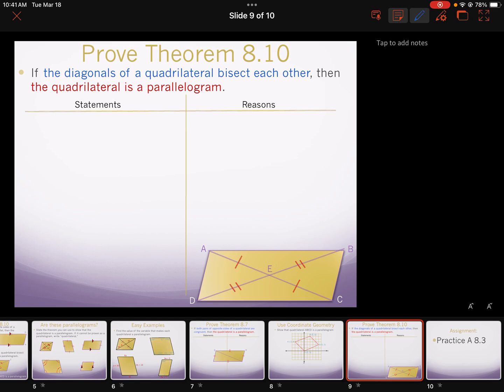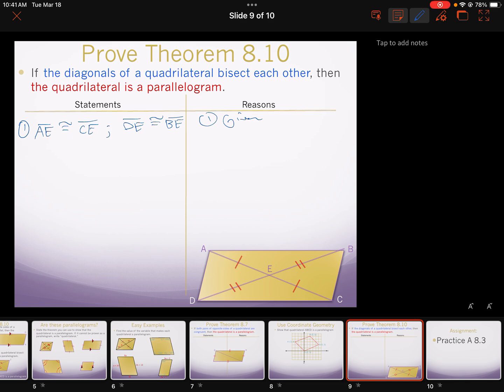Okay, let's look at one more proof. We're going to prove theorem 8.10. If the diagonals of a quadrilateral bisect each other, then the quadrilateral is a parallelogram. So let's say our given is the blue. We're going to say that segment AE is congruent to segment CE, and segment DE is congruent to segment BE. That's your given.